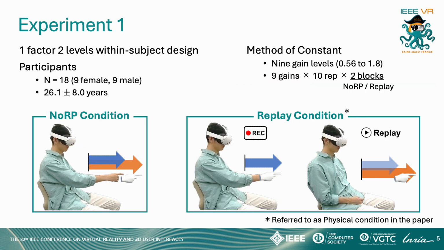Experiment 1 employed a within-subjects design with one factor and two levels. 18 participants were tested under two conditions: no replay and replay. We used the method of constant stimuli with 9 gain levels, each presented in random order and repeated 10 times. The two conditions were administered in separate blocks.